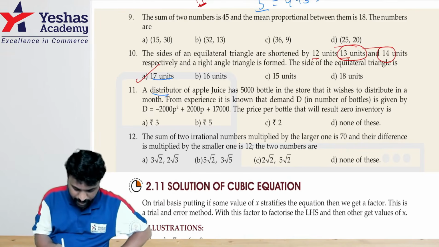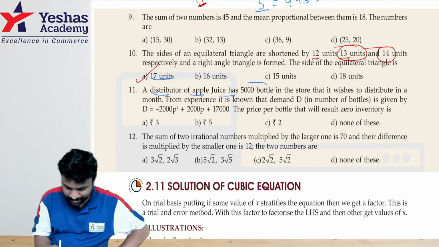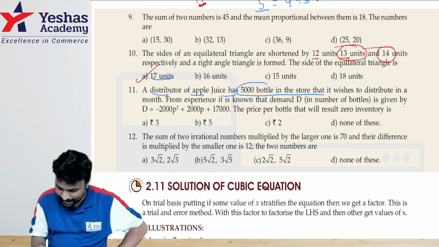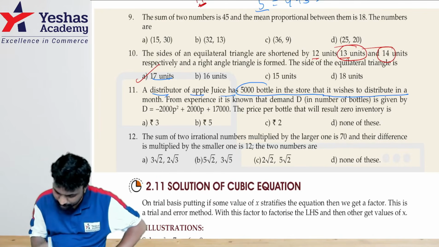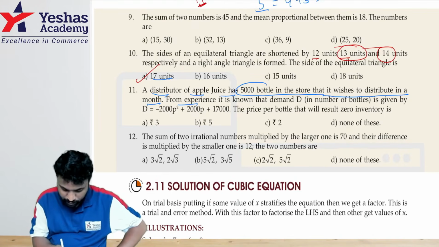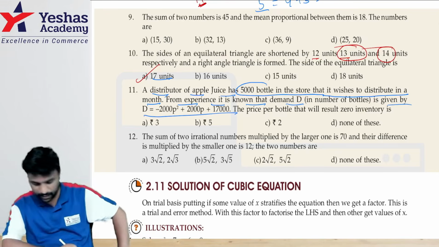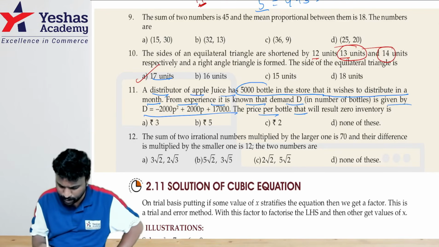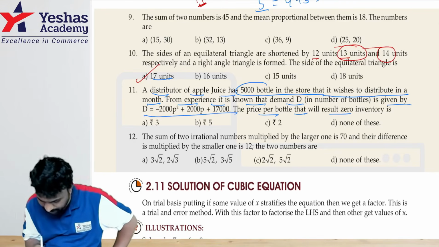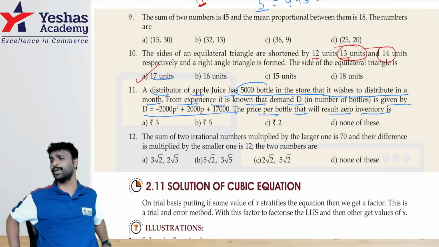Question number 11. A distributor of apple juice has 5,000 bottles in the store that it wishes to distribute in a month. From the experience, it is known that the demand D is given by this equation. A demand equation is given. They're asking the price per bottle that will result in zero inventory. What do you mean by zero inventory?